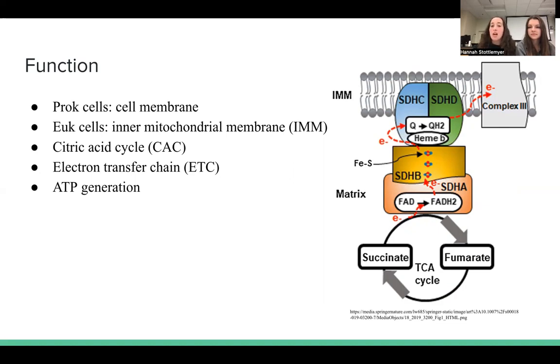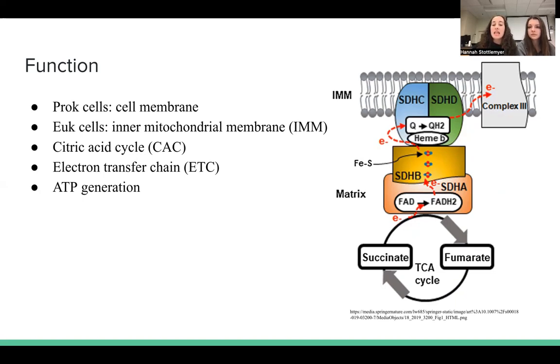Subunit B has 2 prosthetic groups. One of these is an iron sulfur complex, and the other is the heme B group. And there is a space in between subunit B, C, and D that is the binding region for ubiquinone, where ubiquinone is converted to ubiquinol via metal ion catalysis. The electrons from that reaction are then moved to complex 3, where the electron transfer chain can take place.